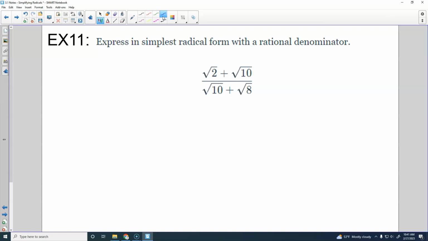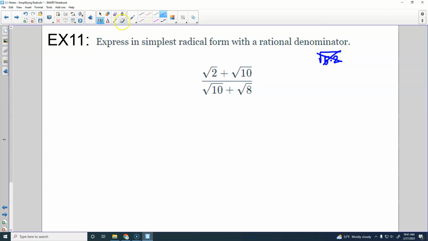It is not 10. You could make 10 into 5 and 2, but neither of those is a perfect square. No, it is 8, right? So we're going to have to deal with that 8 at some point. You could break it down now, or you can break it down later, but we don't want to leave that square root of 8 in our answer.